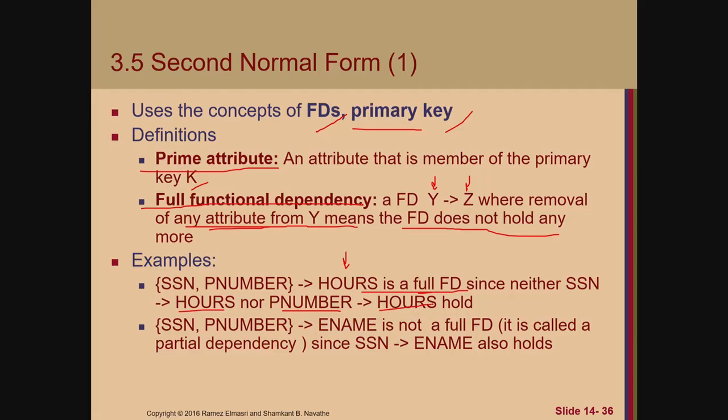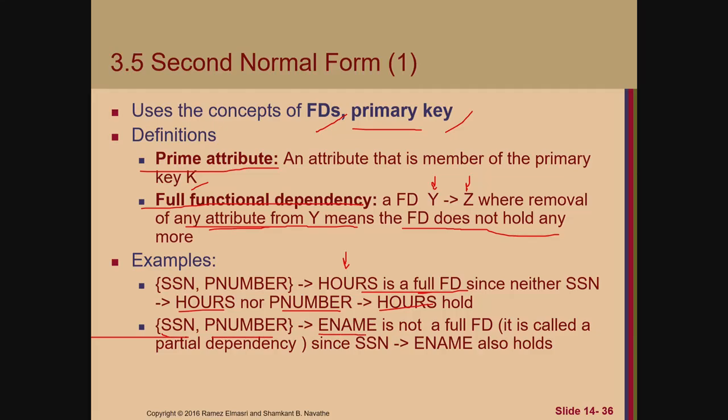You cannot separate them to determine hours. If you can separate them, so that only one of them can determine the hours, it is not called a full functional dependency, if both of them together are the primary key of the table. And this one also: SSN and P number determine ename.